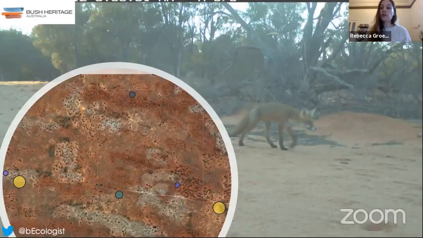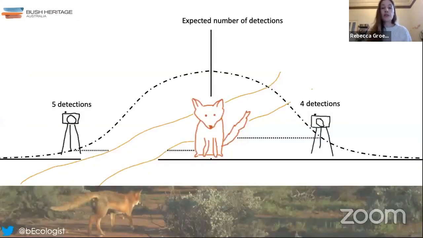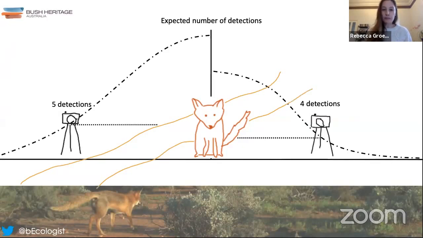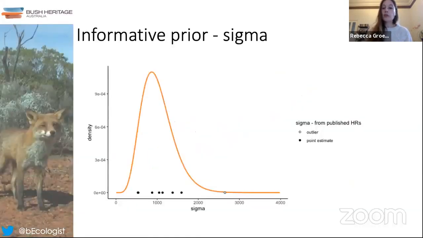We can use covariates as well, for example, the distance to track that a camera is placed. And this can change the shape of our detection function, like this, for example. Because we don't have any individual identification, it's more difficult to estimate the detection parameters. But what we do have is information on their range of movement, which is related to sigma. From published home range data, I estimated a gamma distribution for sigma, excluding outliers.